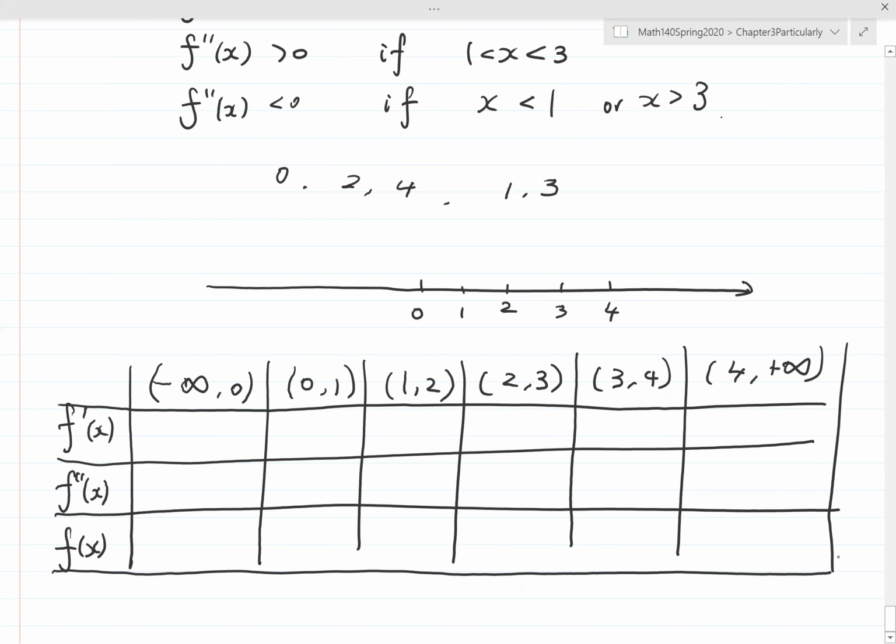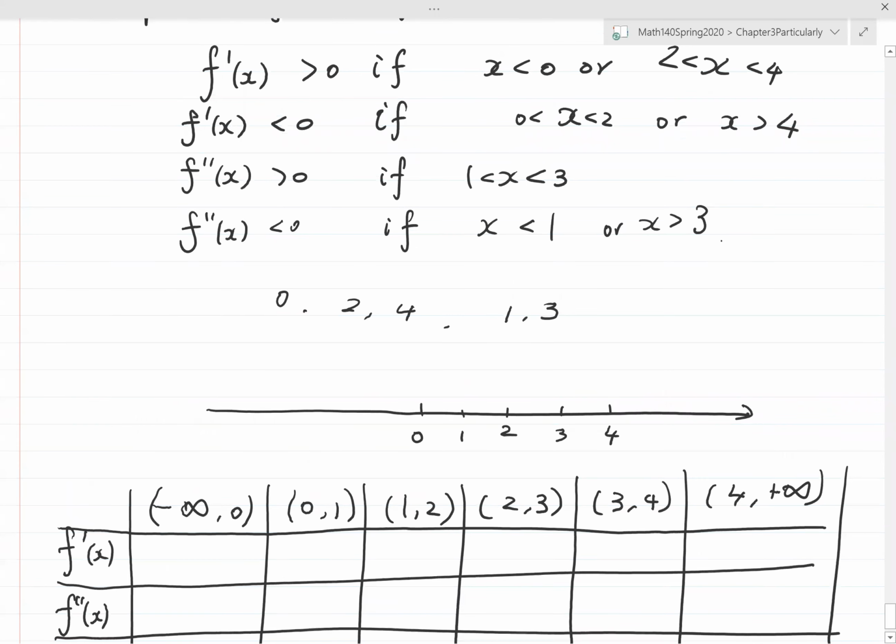Let's look at the first derivative. From the given information, just look at the first line on the screen. It tells us that f derivative is positive if x is less than 0, or x from 2 to 4. Looking at the interval from 2 to 4, that is 2 to 3 and 3 to 4, so this is positive. Then for the complement, the others, f derivative is negative.